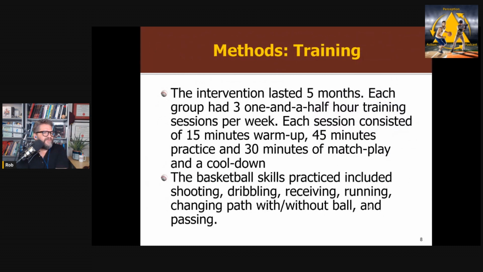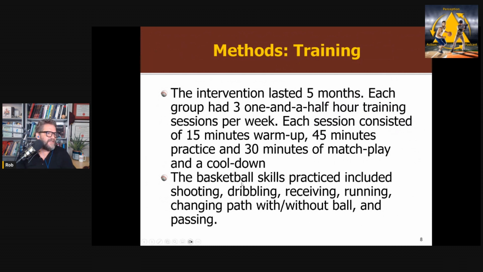The training lasted 5 months. Each group had three 1.5-hour training sessions per week, including the warm-up and practice, right? So just like with the previous study, the key point here is they're not practicing the cutting maneuver. They're not just focusing on the actual measure. They're just practicing basketball, or in the previous one it was soccer.